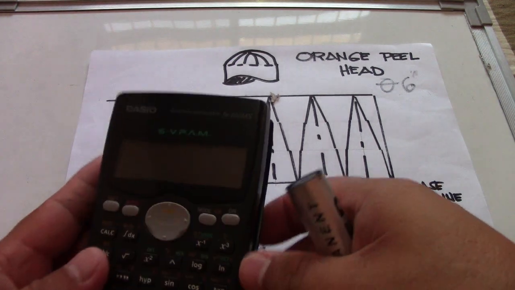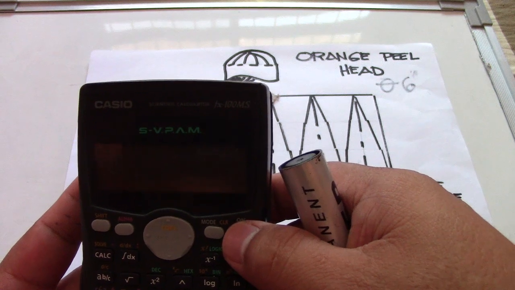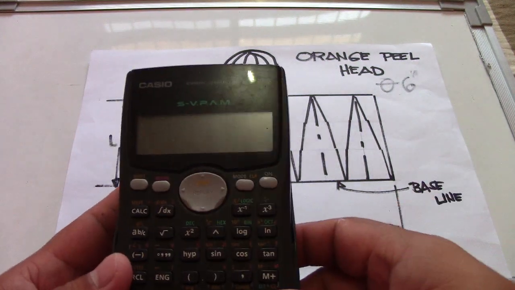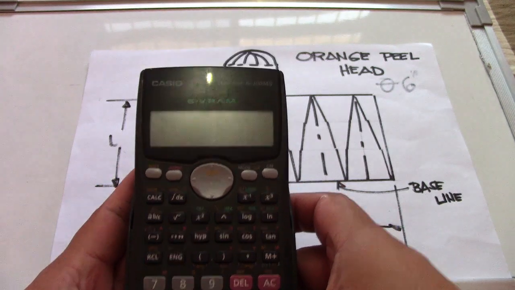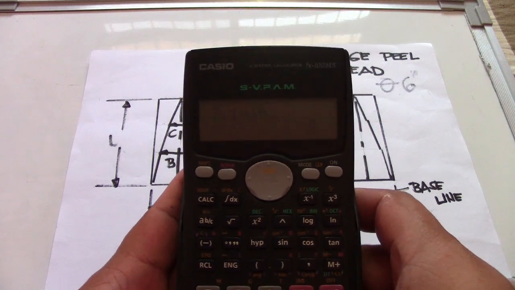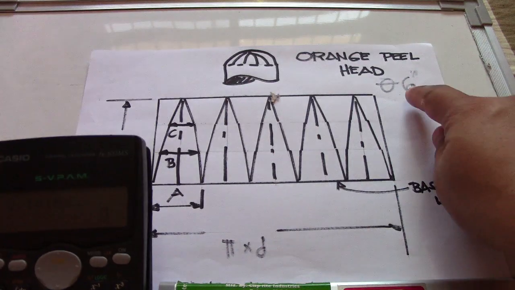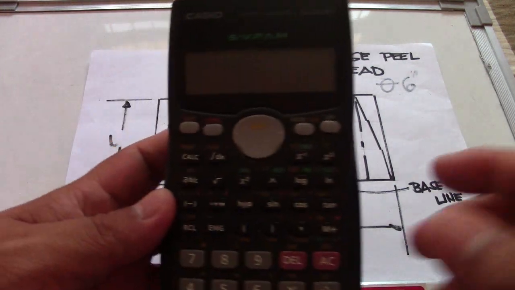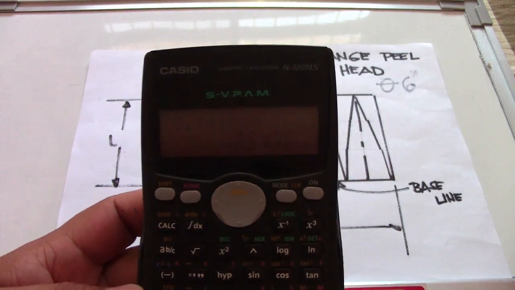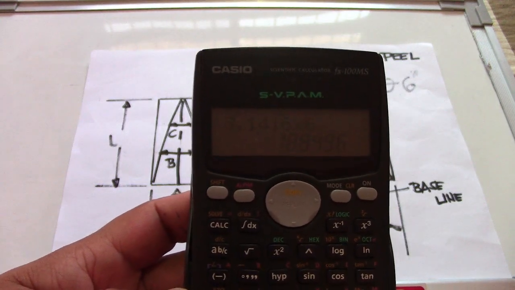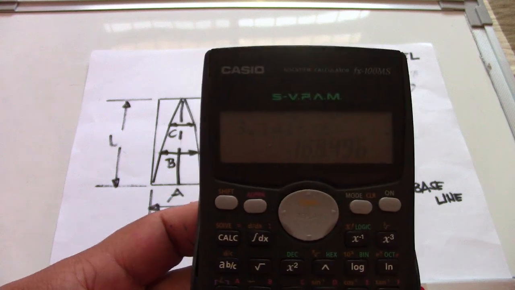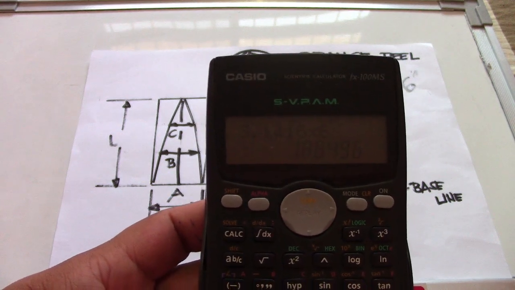Okay, so that we clear all these dimensions, we will compute now using this FX 100. Sorry, it's very blurry, not clear. 3.1416 multiplied by 6, this is our diameter. To get the circumference, multiply by 6, equals. Did you see that? The answer is 18.8. So this is our circumference.